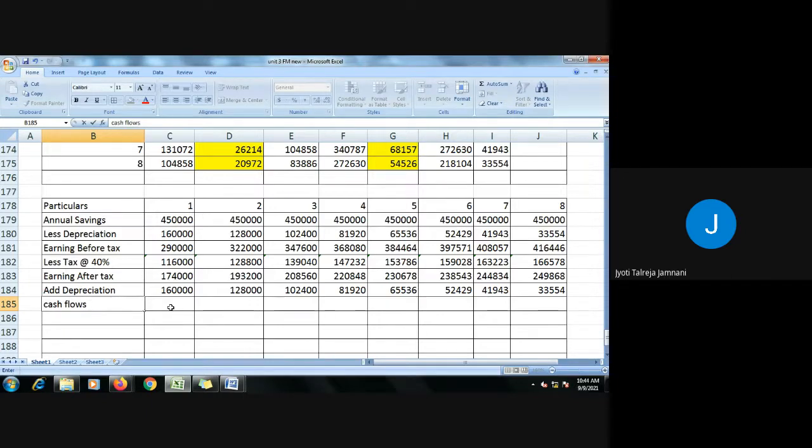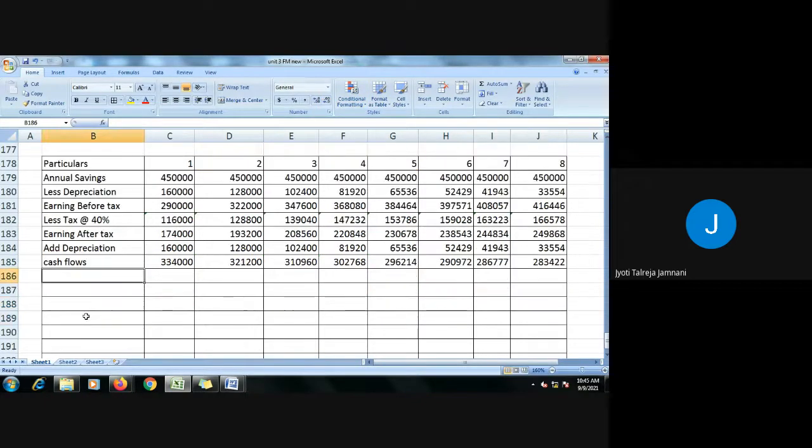Okay. So 1,74,000 plus 1,60,000 depreciation added back, 3,34,000 is the cash flows. 1,93,200 plus 1,28,000 depreciation, 3,21,200 are the cash flows. Similarly, we'll do it for all the years. So we have added back the depreciation and we have got the cash flows for each of the years.